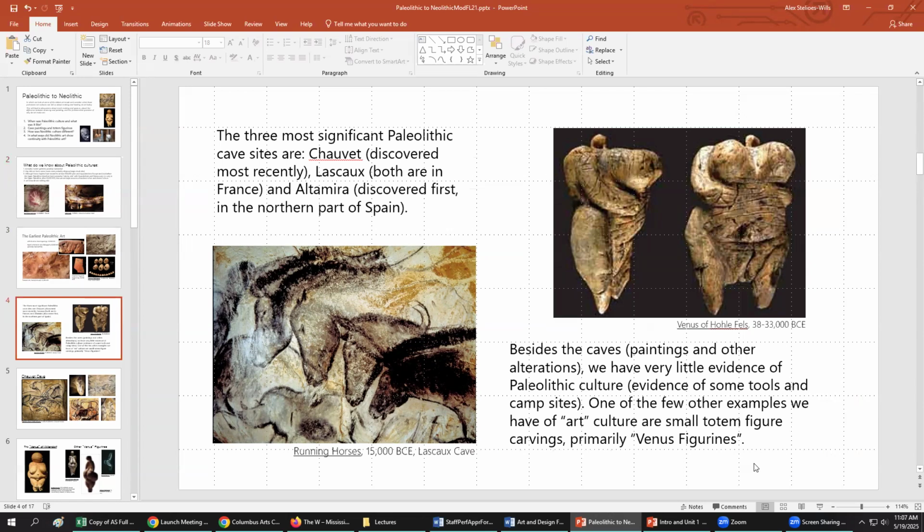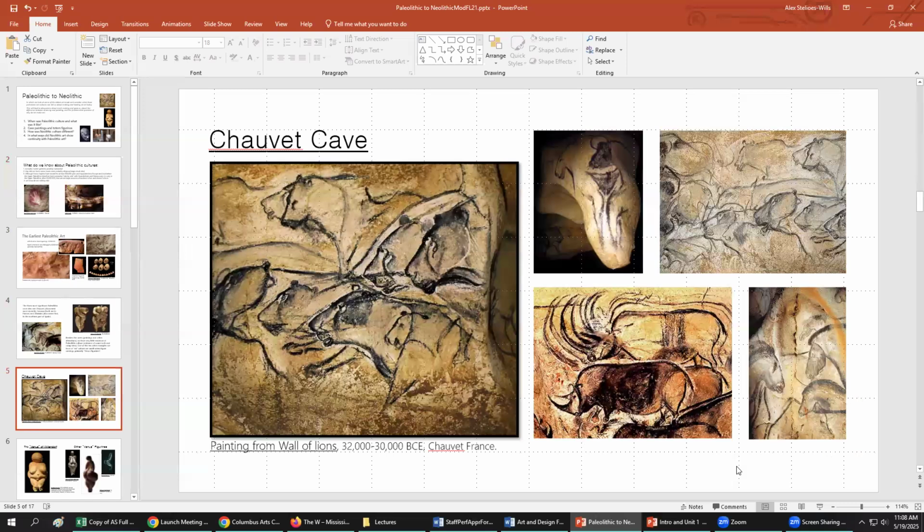But anyway, Chauvet is the oldest, but discovered the most recent, Lascaux and Altamira in the northern part. The first two are in France, and Altamira is in Spain, relatively near France. And besides cave paintings that we're going to be looking at, we also have examples of small figurines and small carvings, and we'll talk more about them, especially in terms of the Venus figurines.